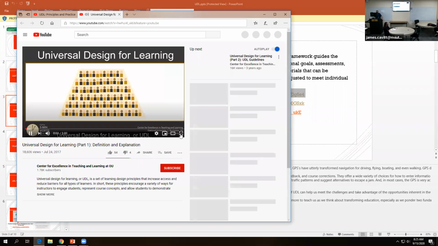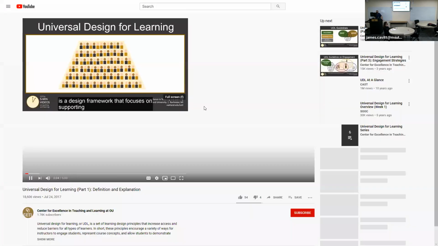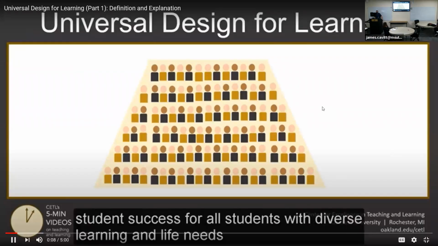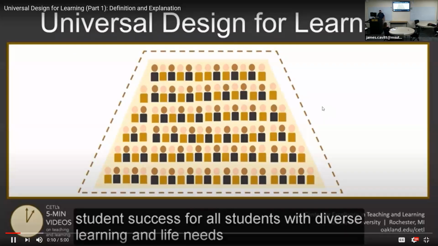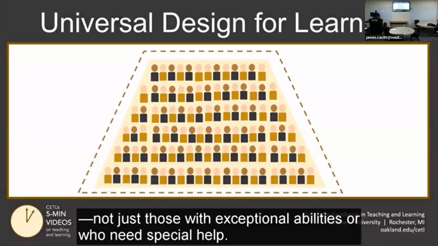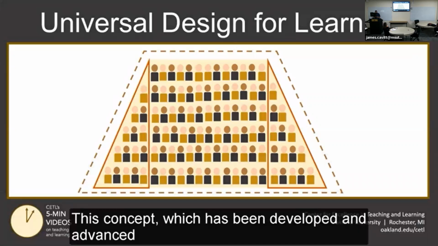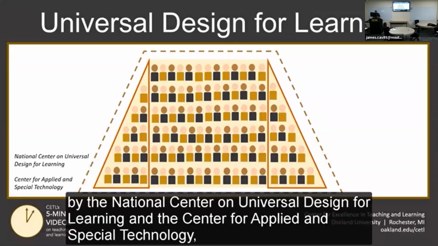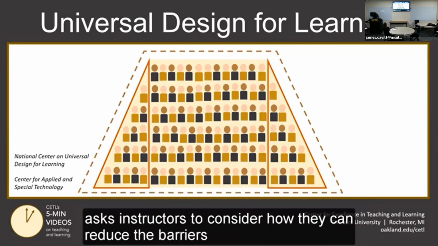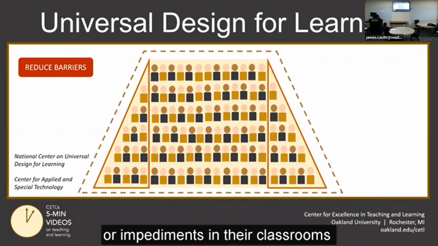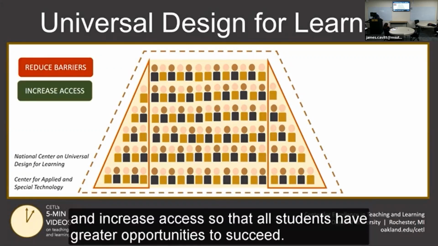Universal Design for Learning, or UDL, is a design framework that focuses on supporting student success for all students with diverse learning and life needs, not just those with exceptional abilities or who need special help. This concept, which has been developed and advanced by the National Center on Universal Design for Learning and the Center for Applied Special Technology, asks instructors to consider how they can reduce barriers or impediments in their classrooms and increase access so that all students have greater opportunities to succeed.